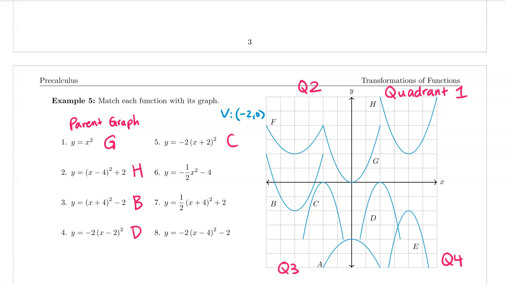Then looking at the next one, we have a reflection over the x-axis and a vertical compression by a factor of 1/2 and a shift down 4 units. All of that is describing graph A. And then we only have 2 graphs left. And so for 7, that's going to give us graph F. And then for 8, that is going to be graph E. Oh, look, it spells the word cafe.